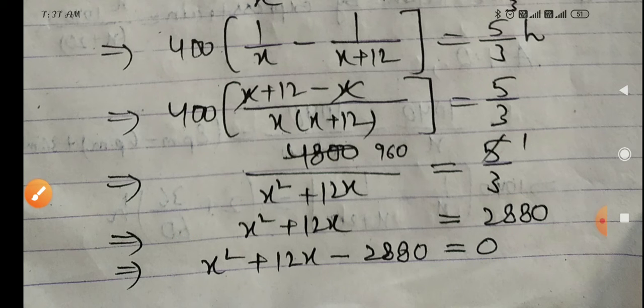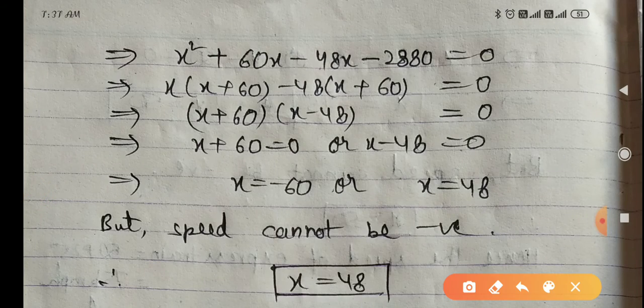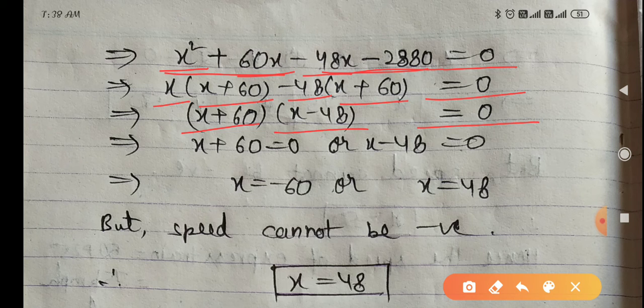Now solve it. When you solve this quadratic equation, x square plus 60x minus 48x minus 2880 is equal to 0. Apply the factorization method. In the first two terms x is common, x plus 60 will come inside the bracket. In the last two terms minus 48 is common, x plus 60 will come inside the bracket, equal to 0. x plus 60 into x minus 48 is equal to 0. x plus 60 is equal to 0 gives x equals minus 60. x minus 48 is equal to 0 gives x equals 48.